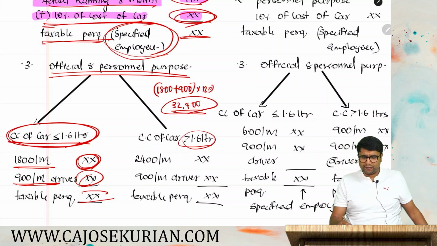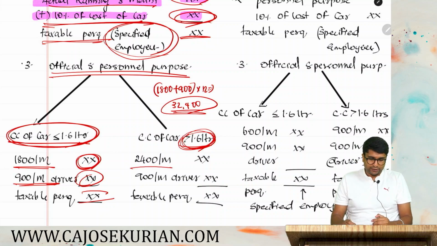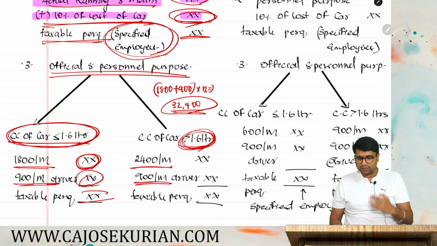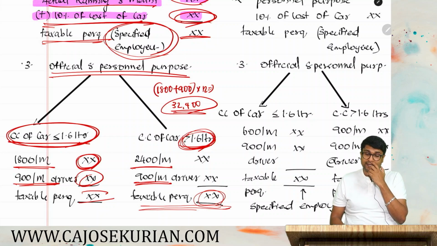Now, if the cubic capacity of the car is more than 1.6, say if it is an Innova Crysta, how do we value? Instead of 1,800, it is 2,400 per month. Driver is also there, 900 per month. So 2,400 into 12, driver is there, 900 into 12. So that shall be the taxable value of perquisite, and I hope it is clear.